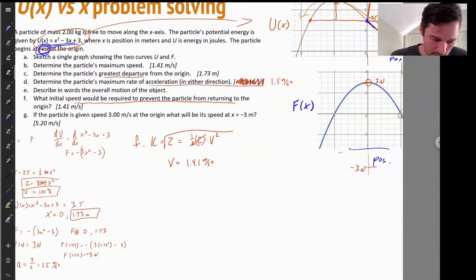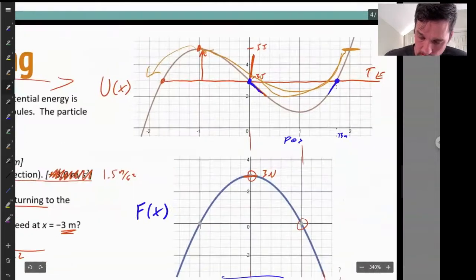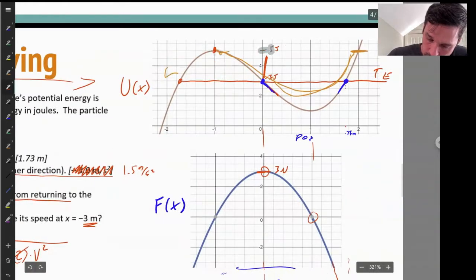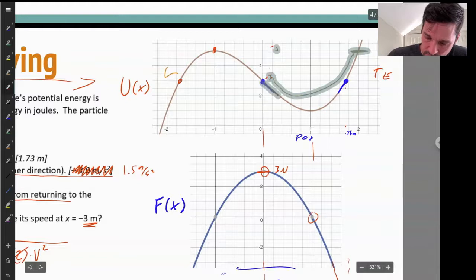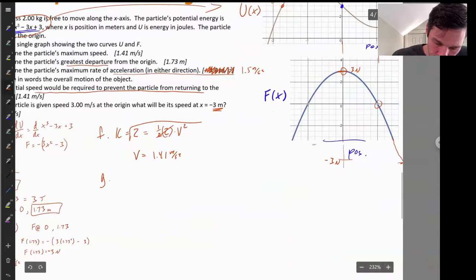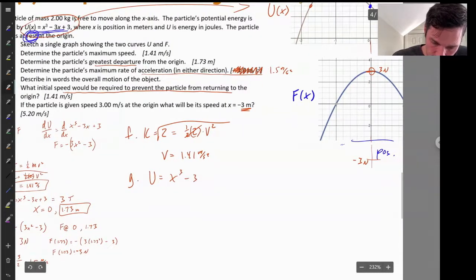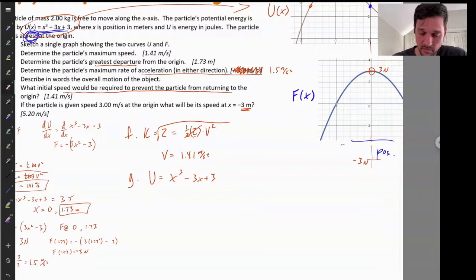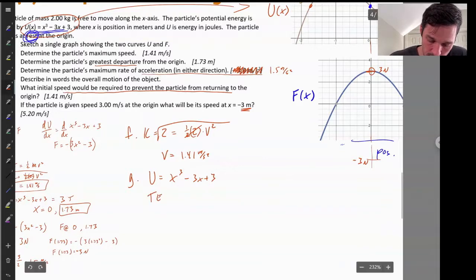And lastly, if the particle is given the speed 3 meters per second at the origin, what will be its speed at a position of negative 3 meters? All right. So, we already have its potential energy. We know that potential energy goes as a function of, what was it? x cubed minus 3x plus 3. So what we're saying is it's going to have this amount of potential energy. The total energy will be the potential energy plus the kinetic energy.